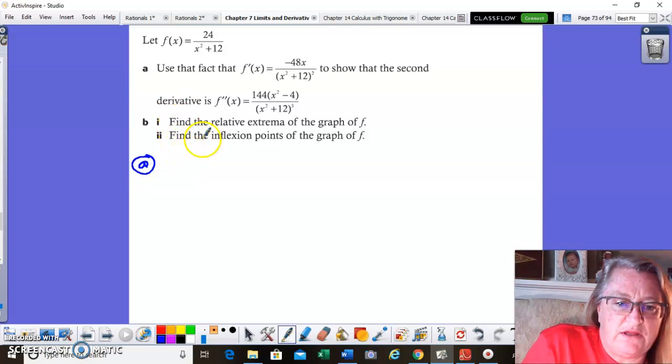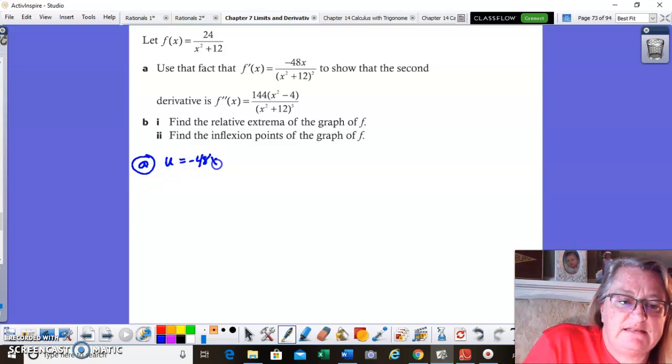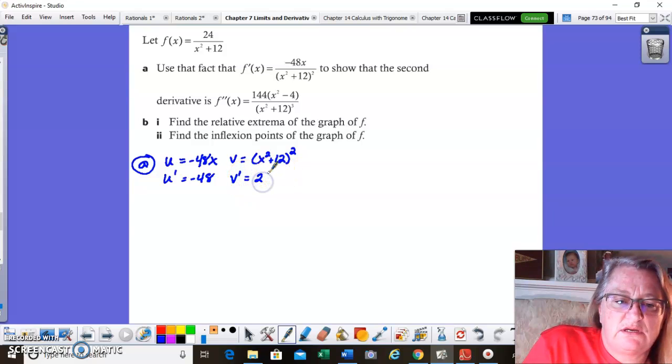Okay, so as we're working through, I can see I have a quotient here, so I'm going to work with the quotient rule. U is equal to negative 48x, with V equaling x squared plus 12 quantity squared. The derivative of U is going to be negative 48, and the derivative of V, I have to use the chain rule, so it equals 2 times x squared plus 12 multiplied by the derivative of the inside, which is 2x. So I can simplify that to 4x, x squared plus 12.